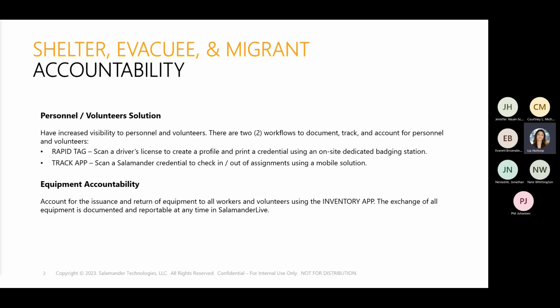All right, so when it comes to accountability for your people, we have established two workflows to document and, of course, to print off just-in-time ID tags. The first workflow allows you to scan a driver's license to create a profile and then print a credential using an on-site dedicated badging system called Rapid Tag. The second workflow allows you to scan any Salamander credential in and out of assignments right from your smartphone or tablet, and that's using the Track app. So those are the two applications we're going to cover.